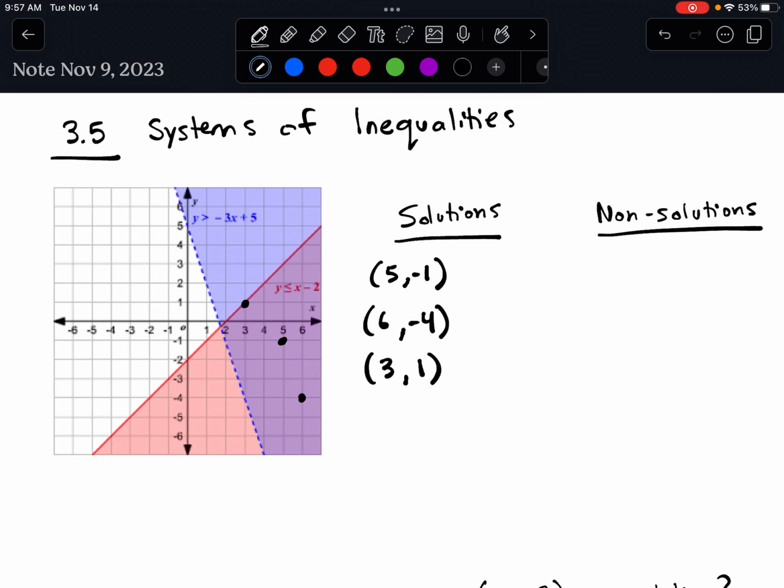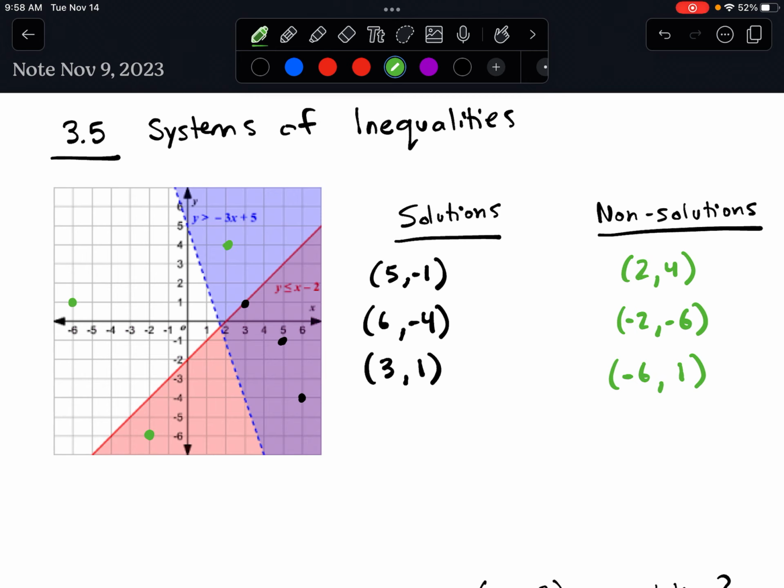Non-solutions are going to be anywhere in just the blue or just the red or the non-shaded regions. So for example, something up here at 2 comma 4, that would not be a solution because it's true for the blue, but it is not true for the red. All right, so it's not going to be a solution because it has to be true for both. I could pick a point down here in just the red, so negative 2 comma negative 6. That is also not a solution because it's not in the area that's shaded blue and red. And of course, I could also pick a point way out here at negative 6 comma 1 in the non-shaded area. That would be a point that is not a solution to either of those inequalities.